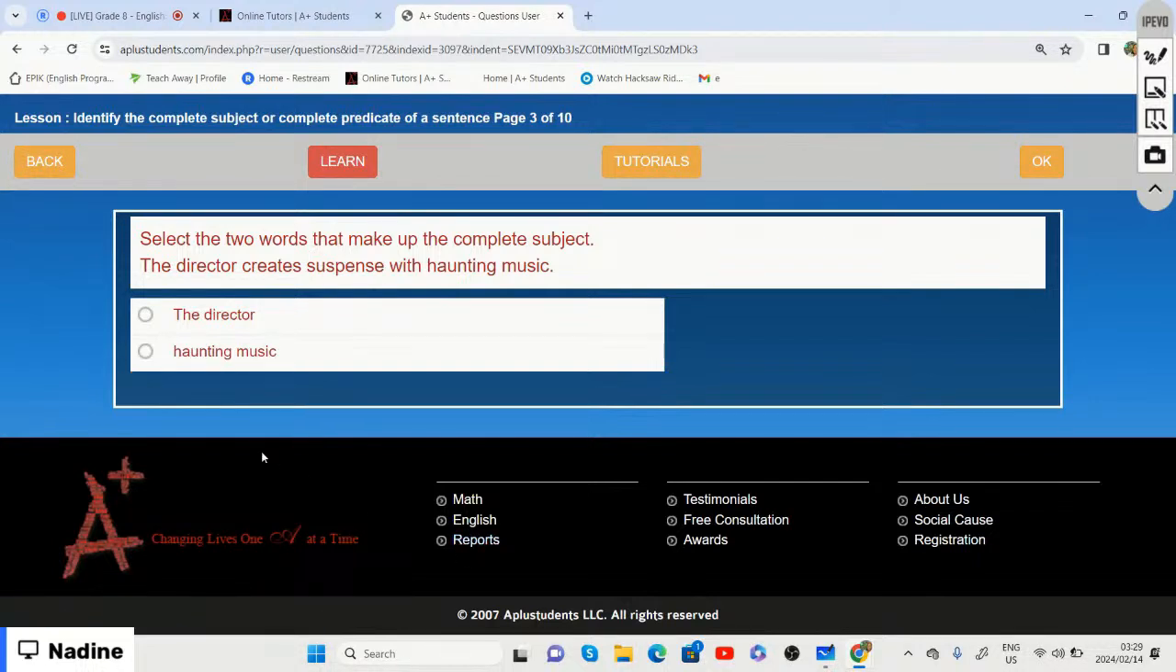So we're going to select the 2 words that make up a complete subject. That tells us who or what is doing the action. So who or what is doing the action? It says the director creates suspense with haunting music. So what are the 2 words that make up a complete subject? Is it the director or is it the haunting music?